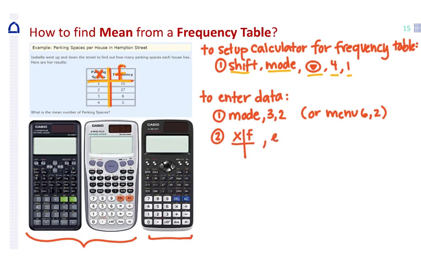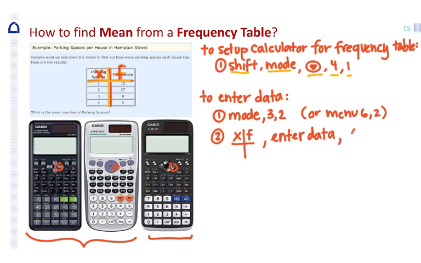So you're going to just press, in this example, 1 equals, 2 equals, 3 equals, 4 equals, and that should enter all the data in the x column. Then you use your arrow buttons to move over to the frequency column. Go up to the top of the frequency and type 15 equals, 27 equals, 8 equals, 5 equals.